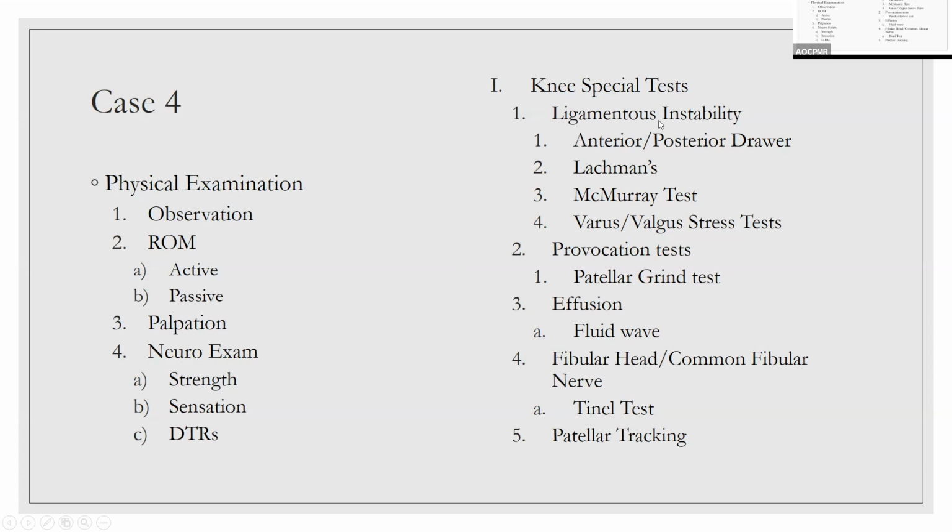Everything was negative as far as ligamentous instability, no provocative test, patellar grind, no fluid wave. But when it came to the fibular head, she had some positive symptoms from Tinel test over the posterior aspect of the fibular head, where she got some tingling down the lateral aspect of her lower leg. And that made me think, wait a second, I think there's something going on here.